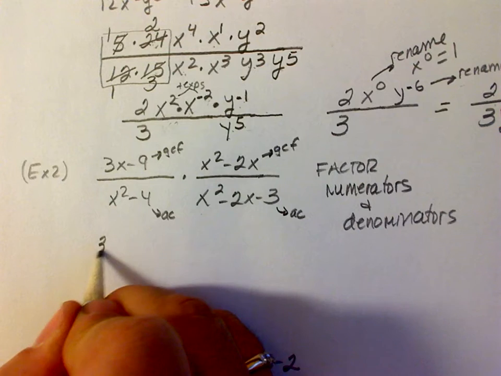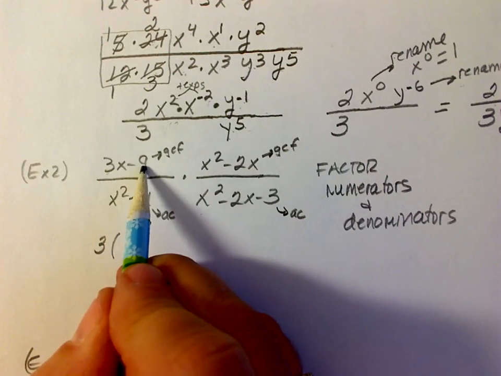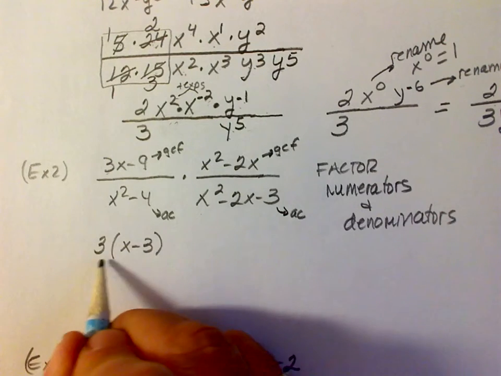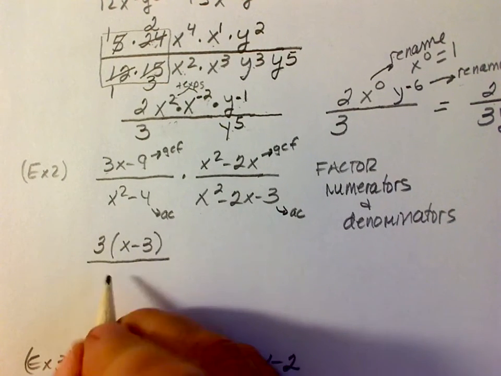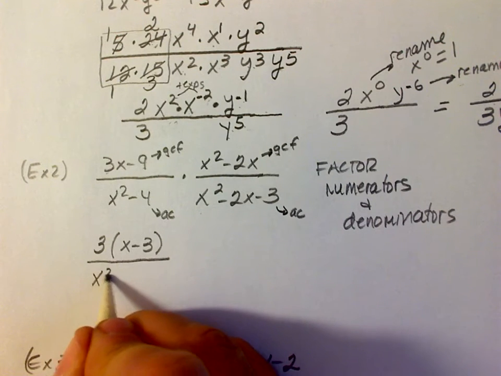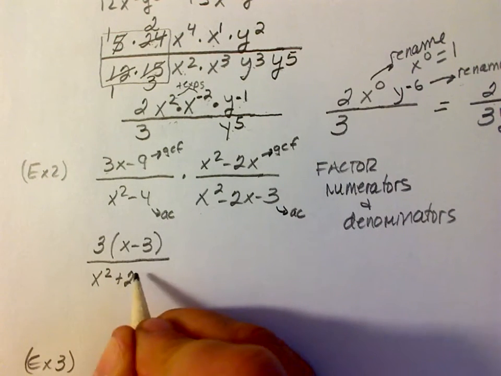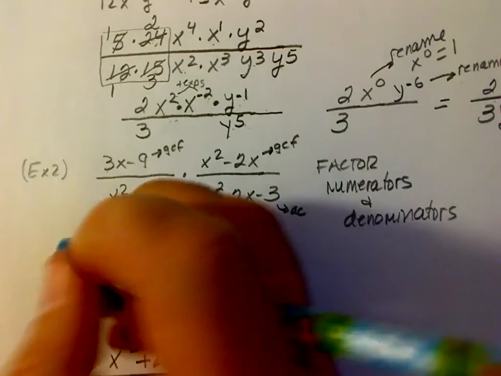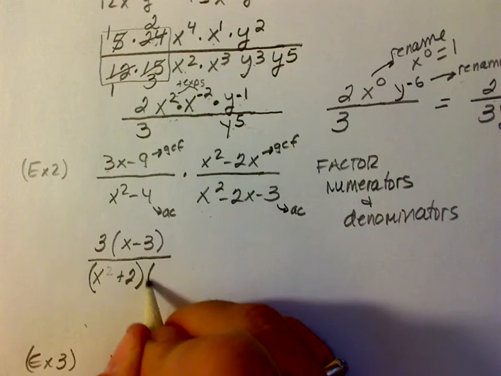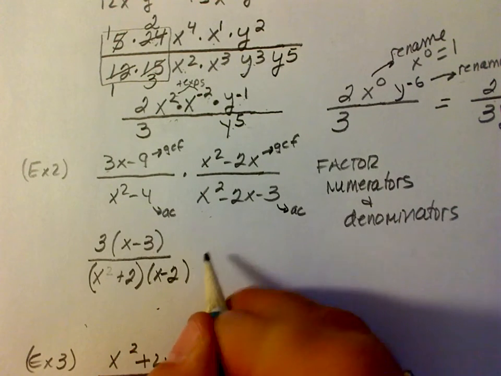So here we're going to factor out a 3, because 3 is shared by both 3 and 9, and I'm left with x minus 3. In my denominator, I'm going to use my AC method, so again, you might want to go ahead and do this out on your paper. Oops, there's no squared there, my apologies. So it's x plus 2 and x minus 2.